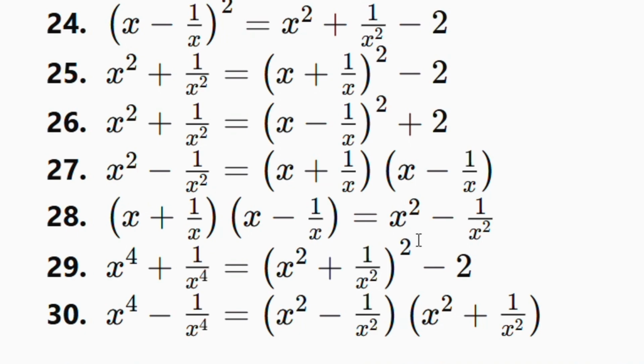x to the 4 plus 1/x to the 4. This is (x square plus 1/x square) whole square minus 2. This is (a + b) whole square minus 2ab, which is your a square plus b square. a square plus b square is your x to the 4 plus 1/x to the 4.